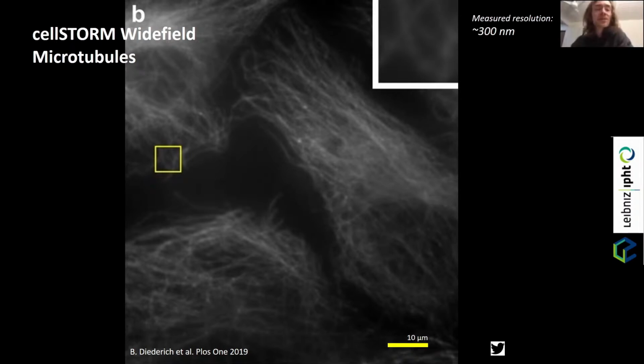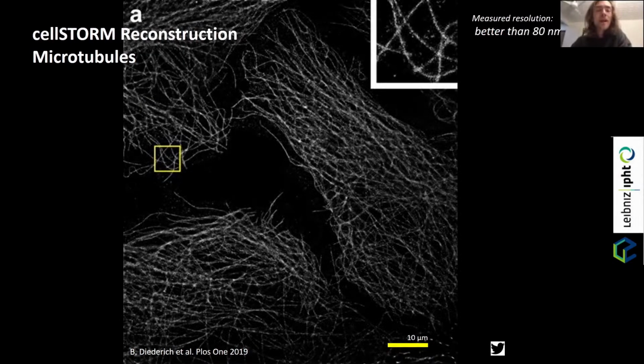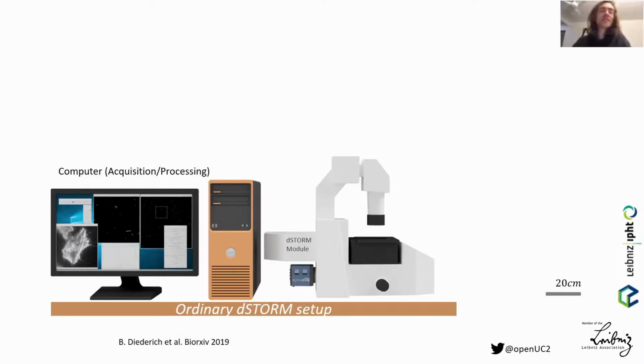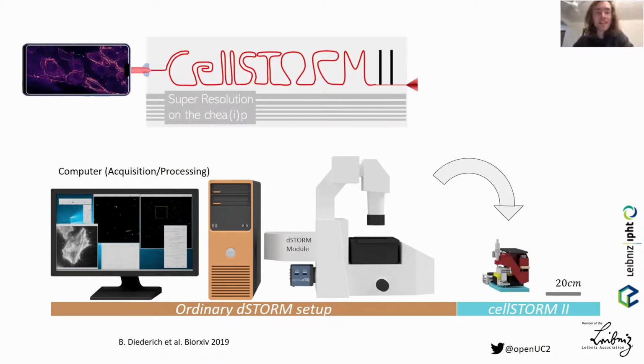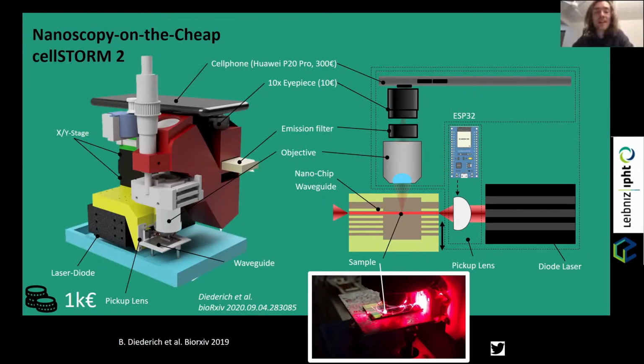And this was the very first result on the cell phone. So this is the EMCCD camera, and this is the cell phone that achieved a resolution of around 80 nanometers. But the problem is still you need this bulky setup, and the next step would obviously be, how can we miniaturize that? And I told you about the waveguides, and so we built a small microscope around these waveguides called CellStorm 2 that captures the fluorescent response from your coupled light, which is sitting in the waveguide chip.